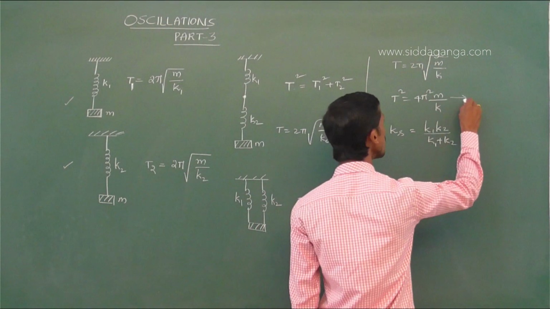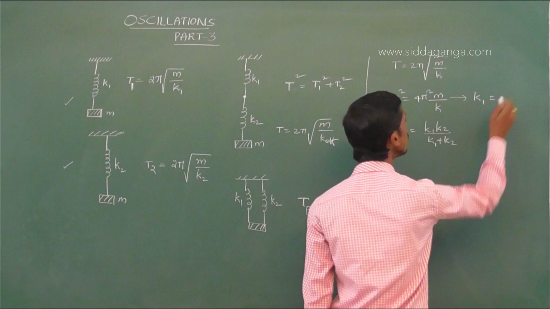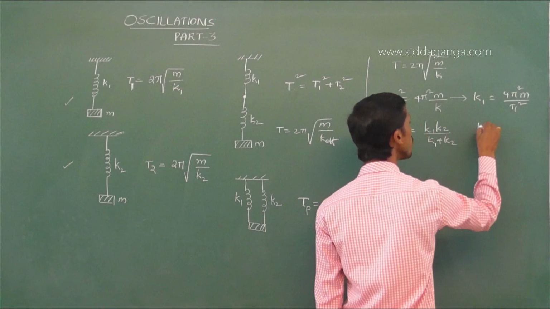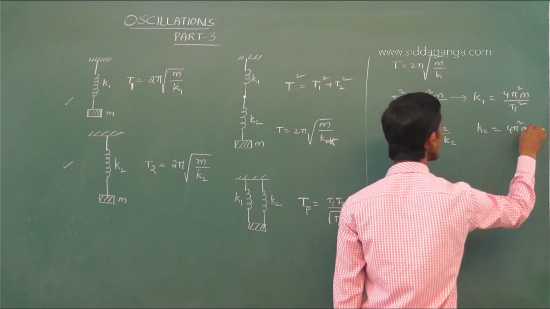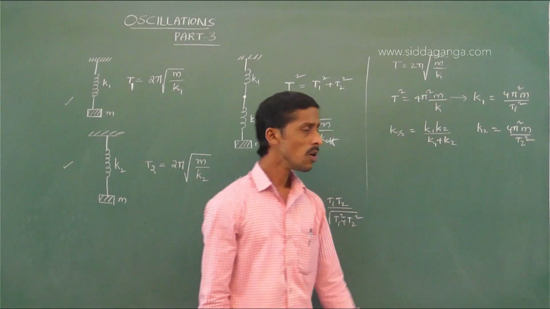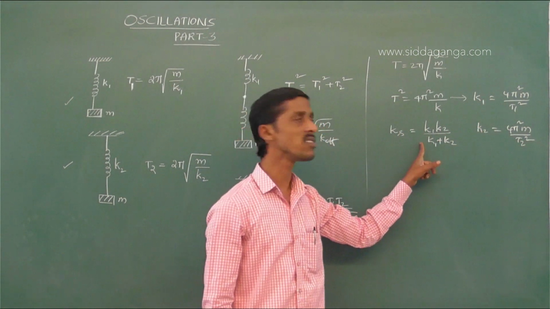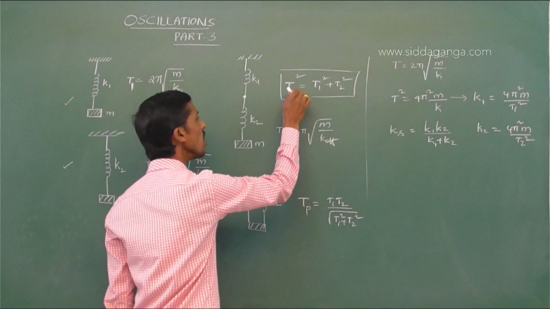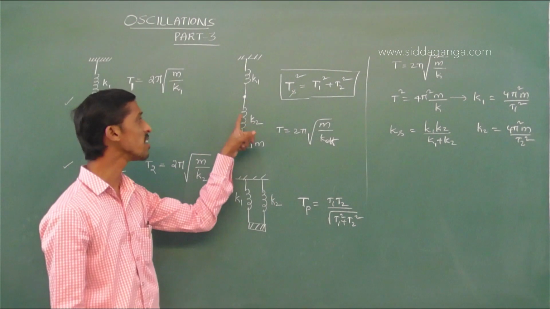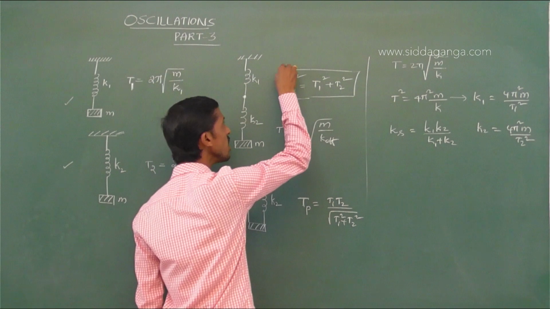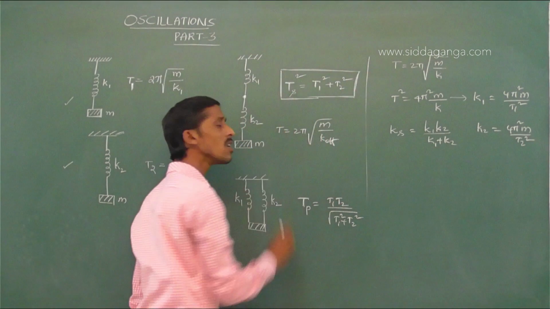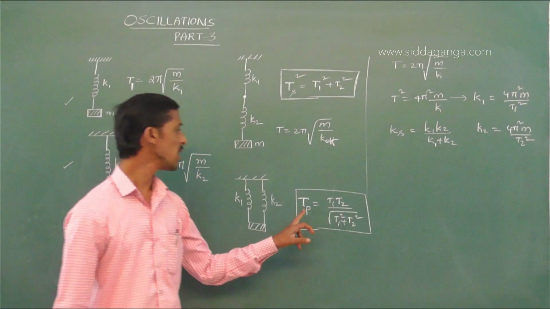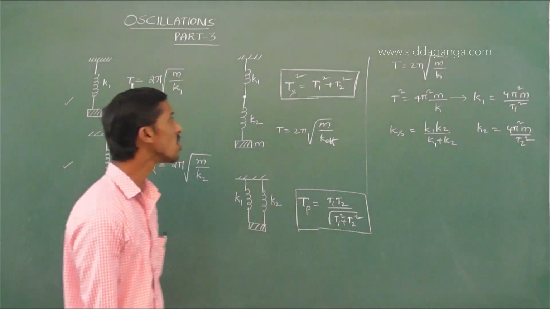So from this expression, we can write K1 is equal to 4π square M by T1 square, K2 is equal to 4π square M by T2 square. By putting these two values in this equation, you can see that Ts square, the time period where two springs are connected in series, in terms of individual time periods, is equal to T1 square plus T2 square. In parallel, Tp is equal to T1 T2 divided by root of T1 square plus T2 square.